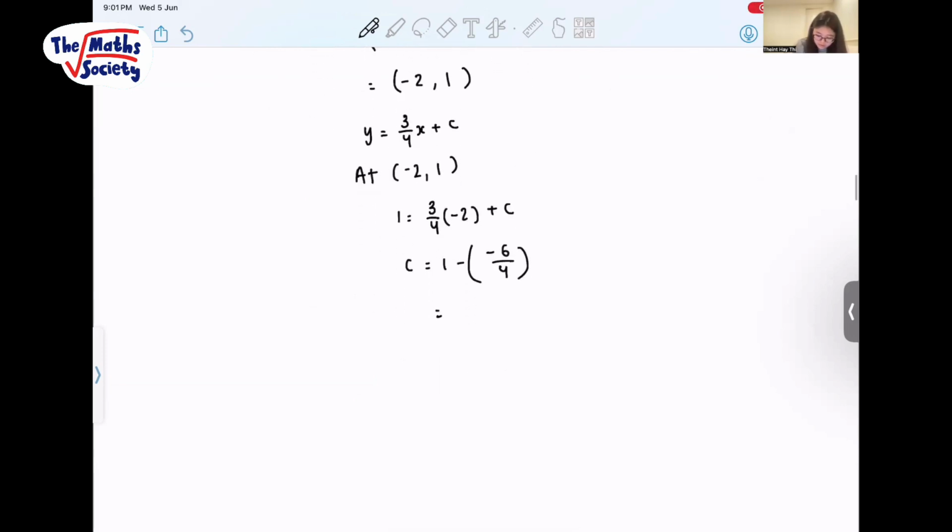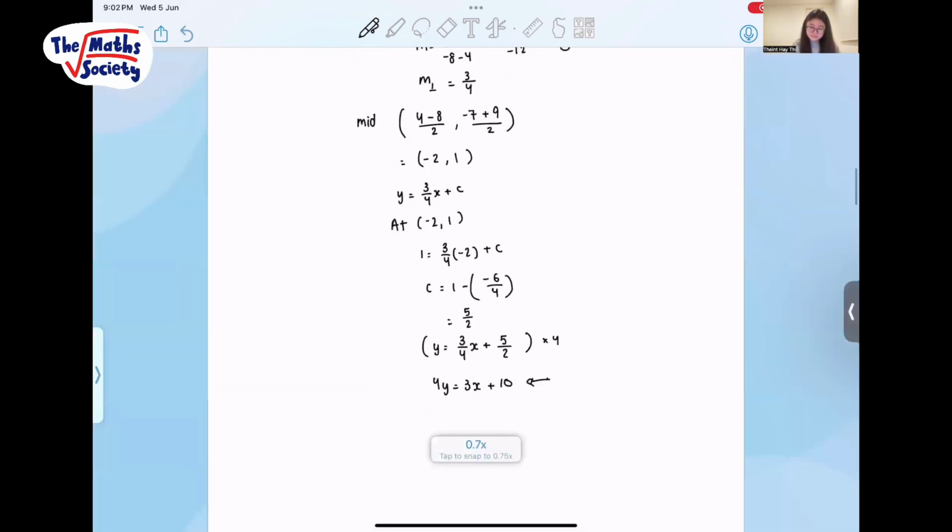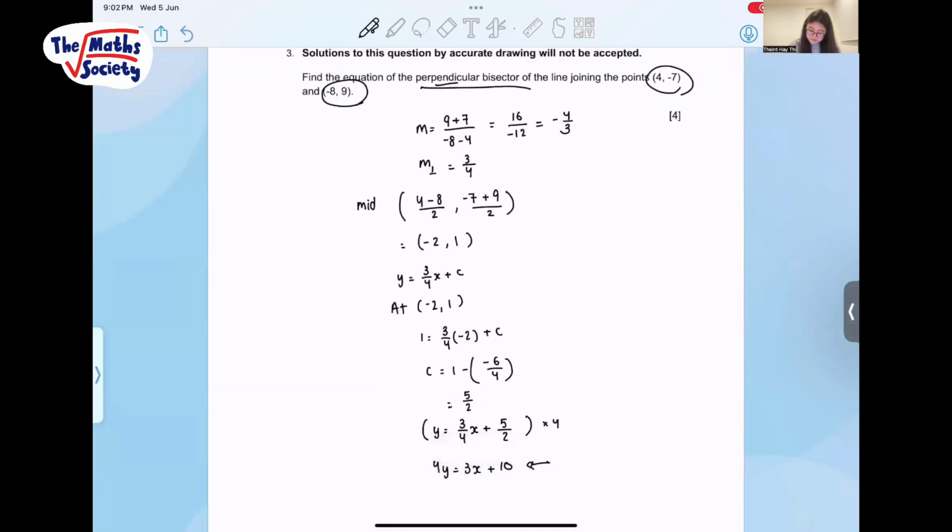And you get 5 by 2. Then y is going to be 3 by 4x plus 5 by 2. And you can multiply it by 4 to make it all equal. X plus 2, 5, 10. So here is your final answer. Yes.